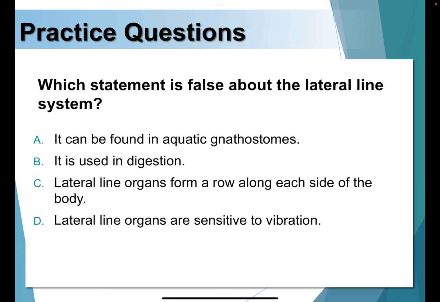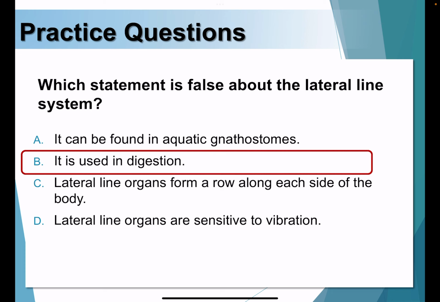In fishes, it is used in digestion. That is false. The lateral line system is mainly for sensing vibrations in the water. So that's true. The lateral line forms along the side, that's why it's called lateral, and it is only found in aquatic gnathostomes, because as land animals, we don't need to feel water vibrations. And that is all I have for you for chapter 34.